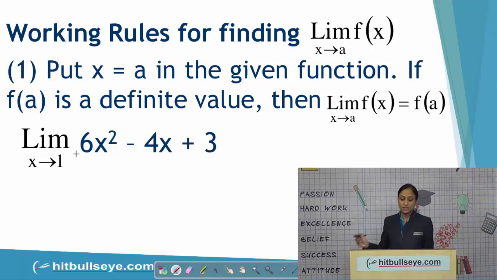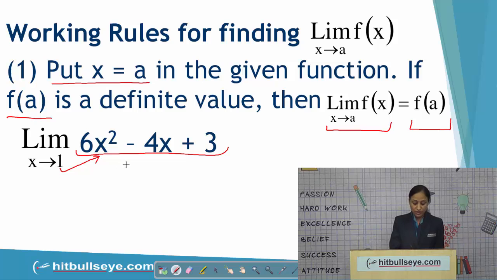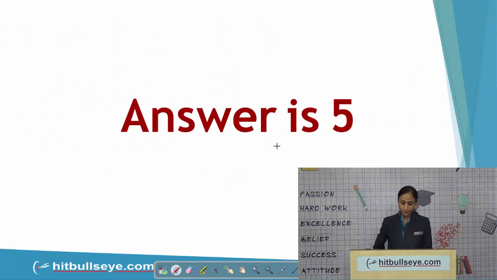The first rule says that put x equal to a in the given function. If f of a is a definite value, then the value of the limit will be equal to the value of the function at that point. So for example, we have a question here, limit x approaches 1. We simply put x equal to 1 in this entire function. So what do we get here? We get 6 minus 4 plus 3, which is equal to 5, which is a definite value and hence is the answer for the limit in the question.